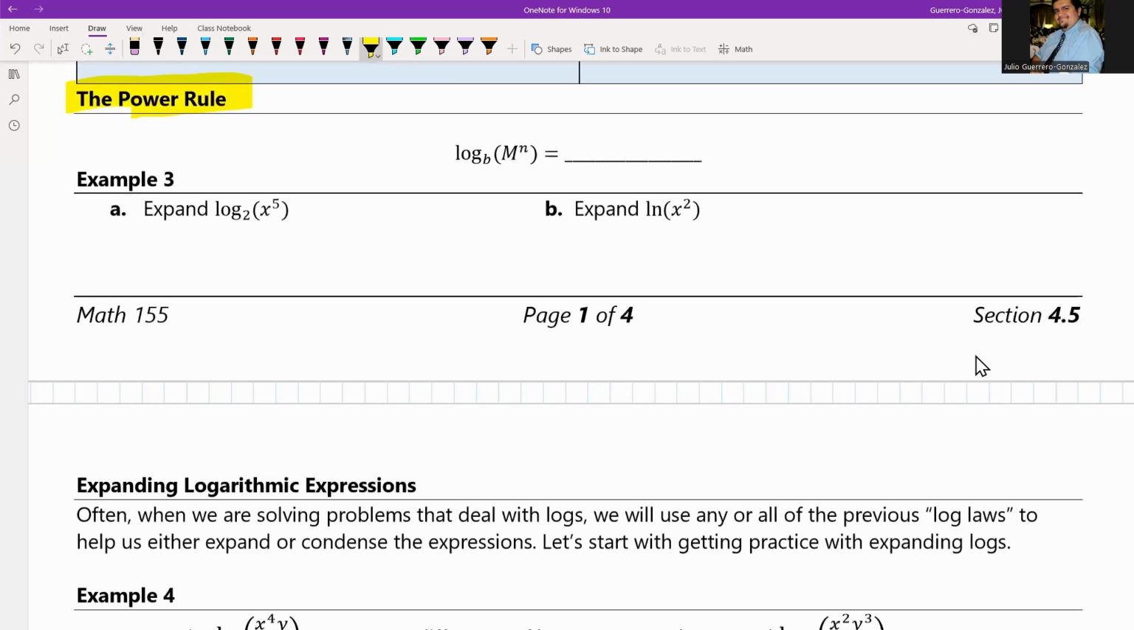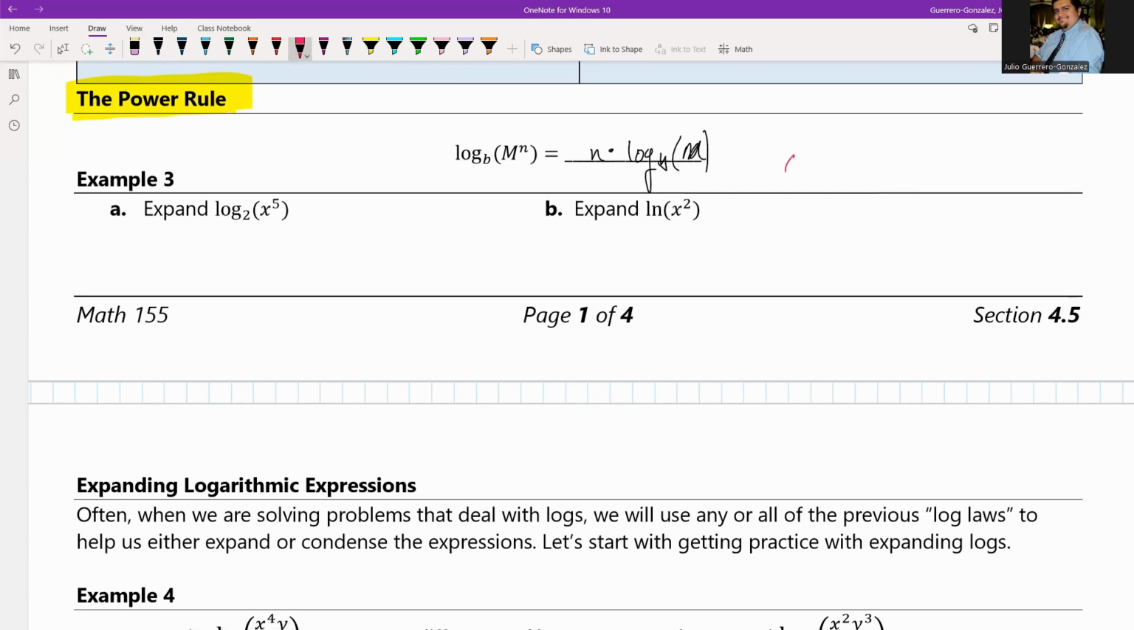Okay? So this one, suppose you had log base b of m to some power n. So this n that's up there is a power. Then what I can do is this. This is equivalent to n times log base b of m. And hopefully you guys see this, right? That this rule basically comes from this one, right?